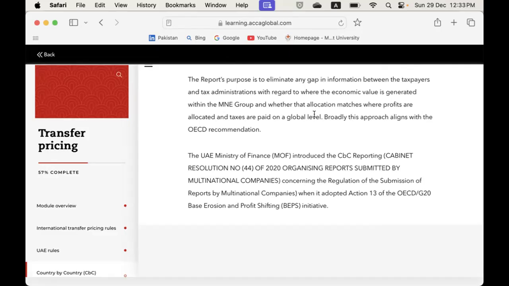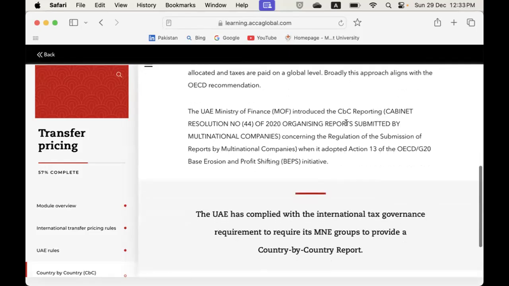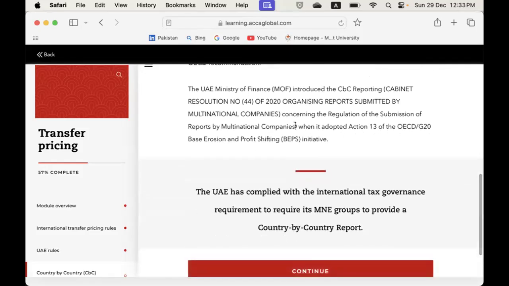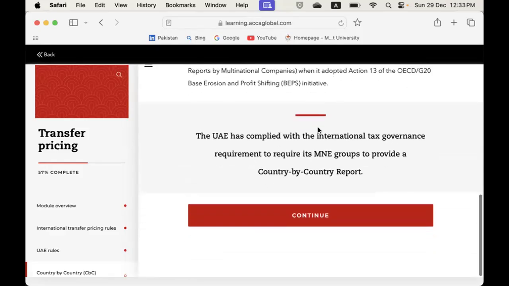You're right. Okay. So the UAE Ministry of Finance introduced the CBC reporting through Cabinet Resolution number 44 of 2020, organizing the submission of reports by multinational companies, when it adopted Action 13 of the OECD G20 BEPS initiative. UAE has complied with the international tax governance. So guys, UAE, by the way, is a member of the inclusive framework.